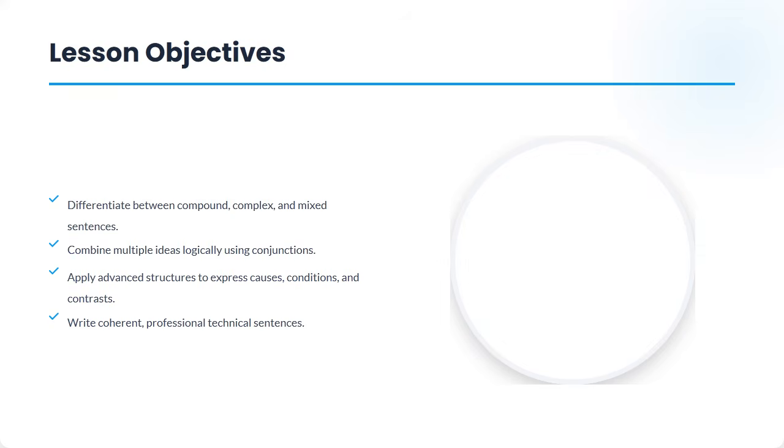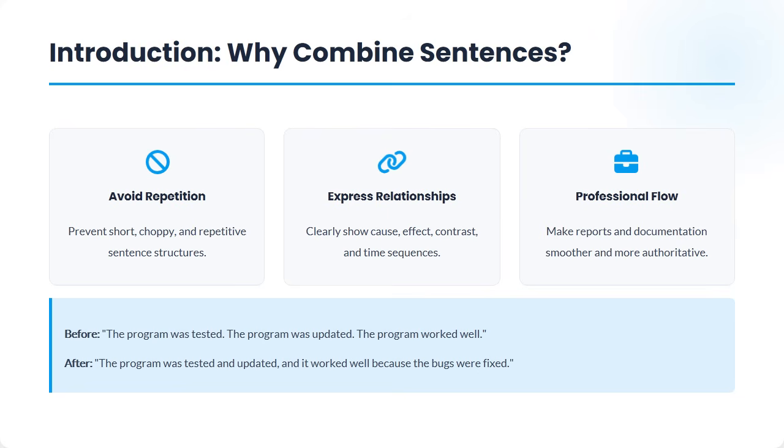By the end of this lesson, you will be able to differentiate between compound, complex, and mixed sentences. You will be able to combine multiple ideas logically using conjunctions, apply advanced structures to express causes, condition, and contrast, and to write coherent professional technical sentences. So, why combine sentences?